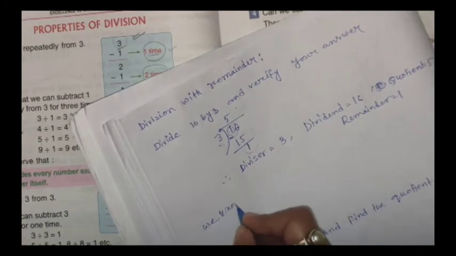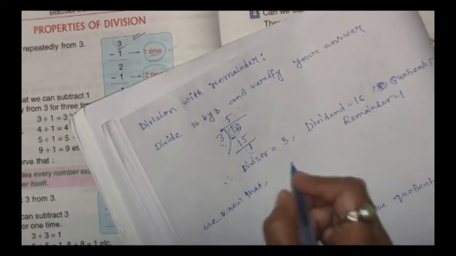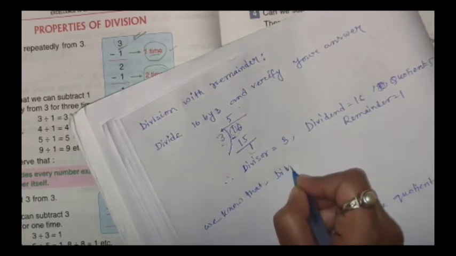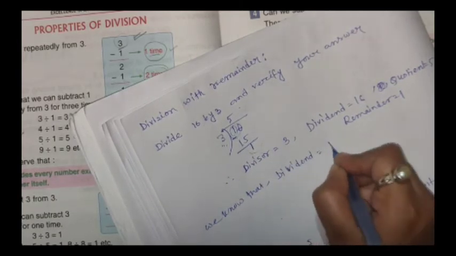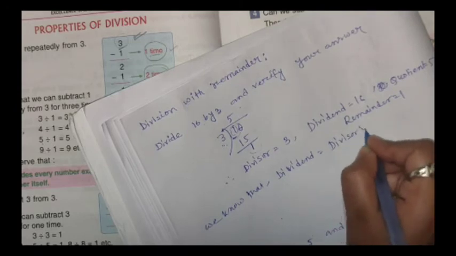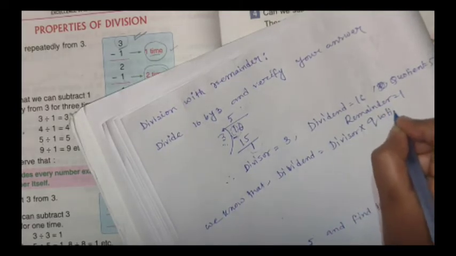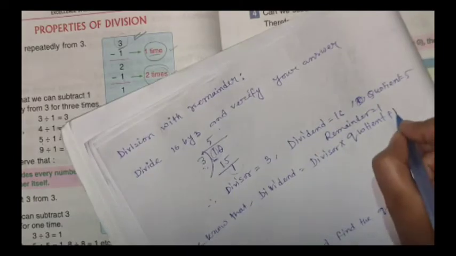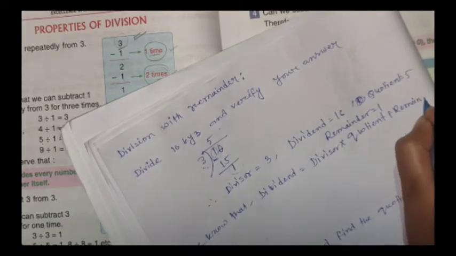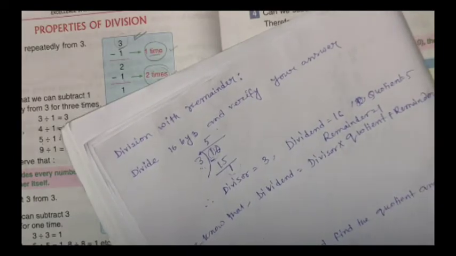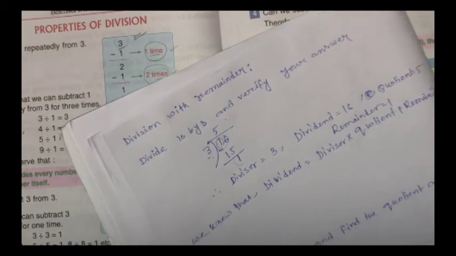So when the remainder is not 0, we know another relation. So we know that dividend equal to divisor into quotient plus remainder.